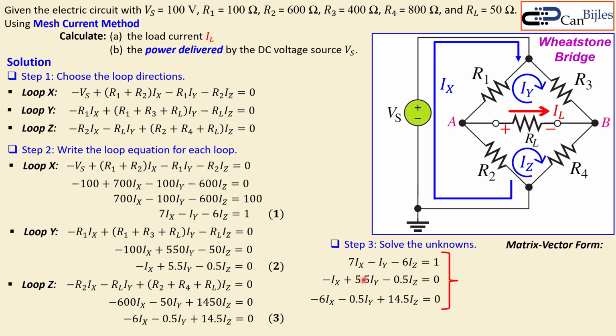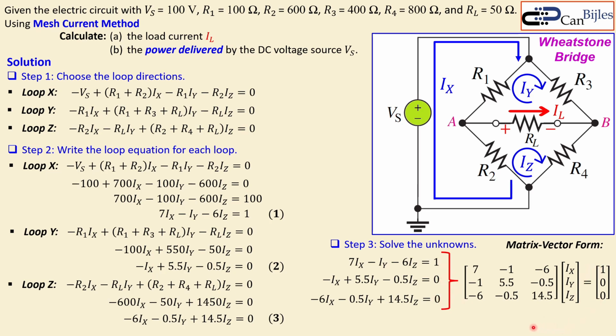Okay, now what is actually the matrix vector form? You only use the coefficients of the currents. You place them in a matrix. IX, IY, and IZ are your unknowns, and you place here, after the equality sign, the constants as a vector. So matrix, vector, and also the unknowns here. You need to, of course, have it in the same order: X, Y, Z, X, Y, Z, X, Y, Z. That's also the reason why I have it in that format in the beginning. So 7, minus 1, minus 6, you can see it here; minus 1, plus 5.5, minus 0.5, it's all here in the second row. In the third row I get minus 6, minus 0.5 and plus 14.5. And this is just 1, 0, 0.